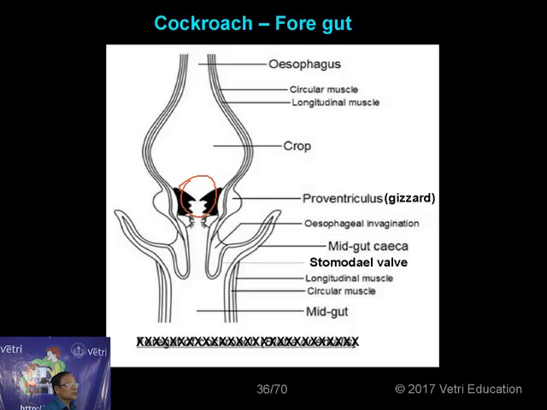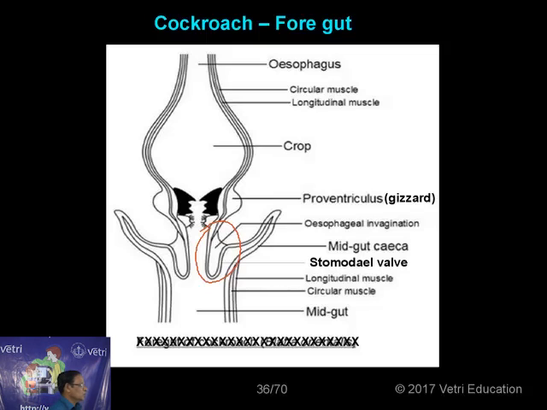So it has an outer thick circular muscle, internally six chitinous plates. Now the gizzard projects into the midgut in the form of a thin membranous invagination. This is the membranous invagination, called the esophageal invagination. It is the extension of the membrane of the esophagus invaginating into the midgut.